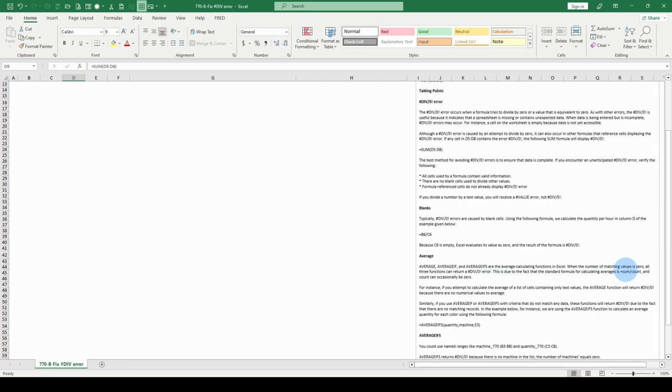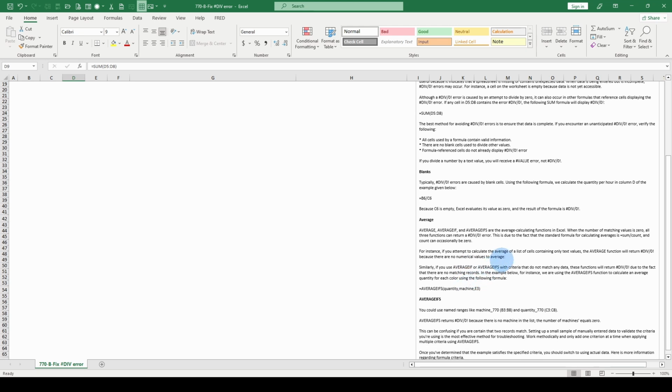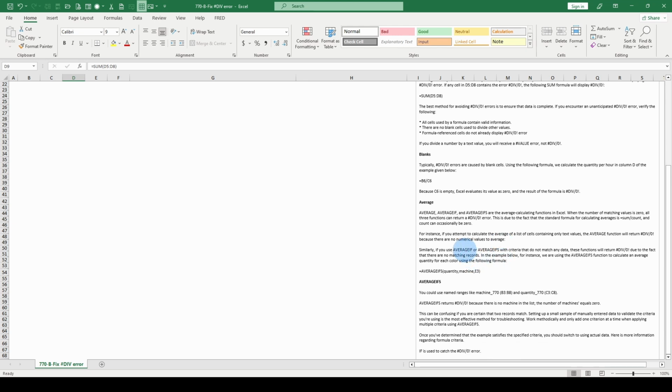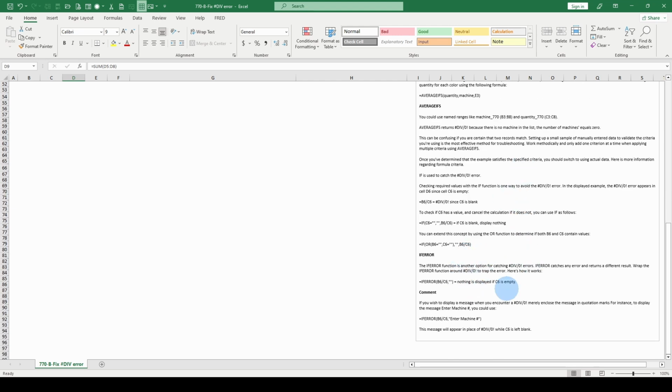Well, when the number of matching values is 0, all 3 functions can return a div error. This is due to the fact that the standard formula for calculating averages is sum divided by count, and count can occasionally be 0. For instance, if you attempt to calculate the average of a list of cells containing only text values, the average function will return the div error because there are no numerical values to average. Average ifs, you can read this, it pretty much says the same thing over.